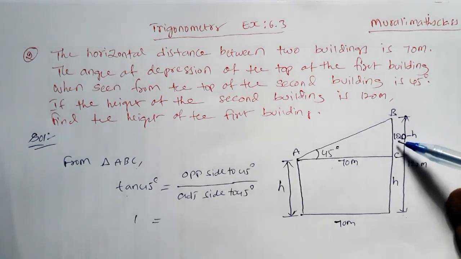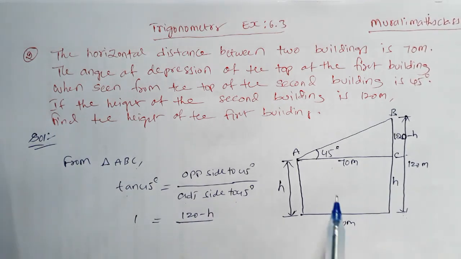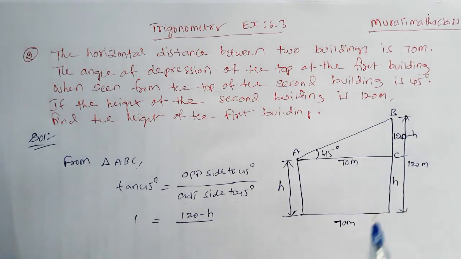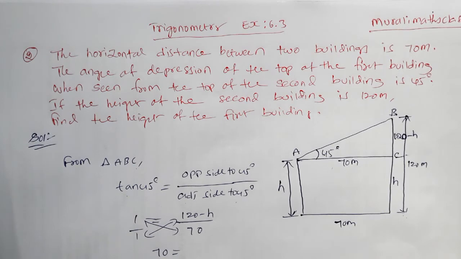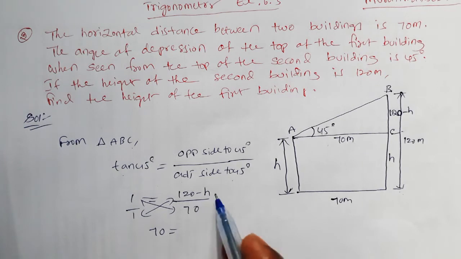What is the length of this? 120 minus h. Then adjacent side to 45 degrees, 45 degrees here, adjacent side is this length, 70. Now 1 is written as 1 by 1. Do cross multiplication. 70 into 1, 70. 1 into 120 minus h, 120 minus h only you will get.